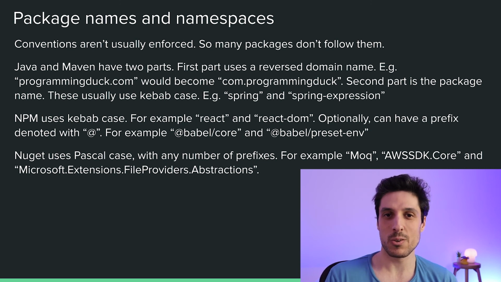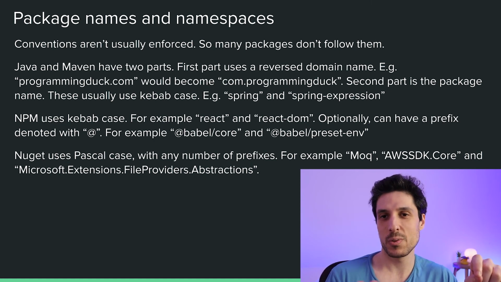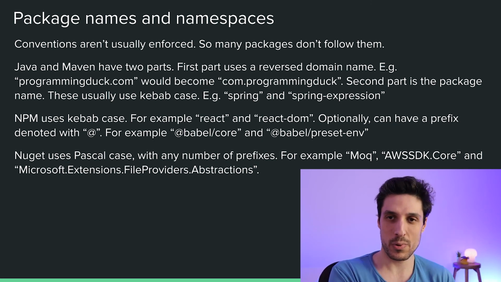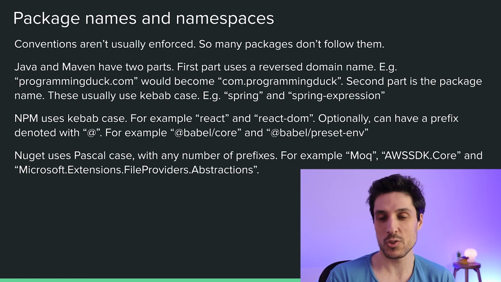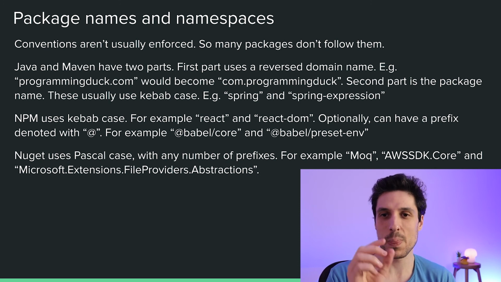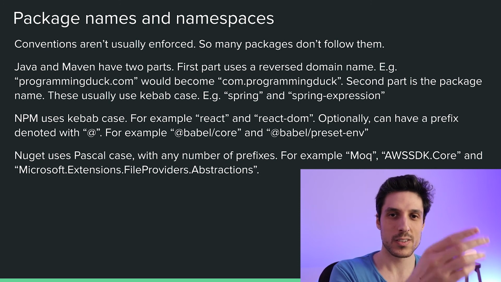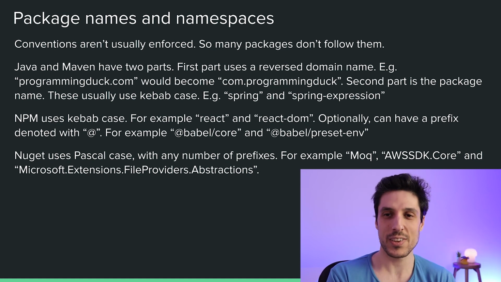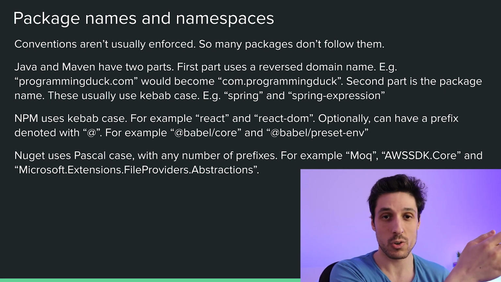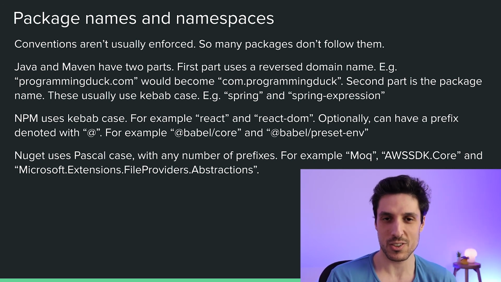With NPM, which is the Node Package Manager, you don't tend to have as many prefixes like with Java, where you can have a lot. With Node Package Manager, you just use kebab case again. And you may have a prefix at the start, like a company name. So some examples are React, React DOM, without a prefix. And another example is @babel/, that's the prefix, and then Babel has many different packages, like @babel/core, @babel/whatever, and so on.